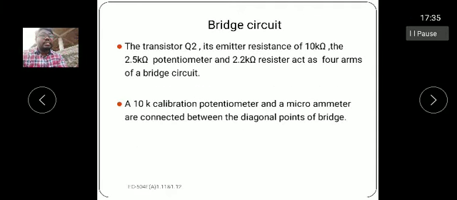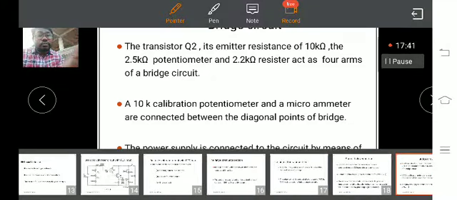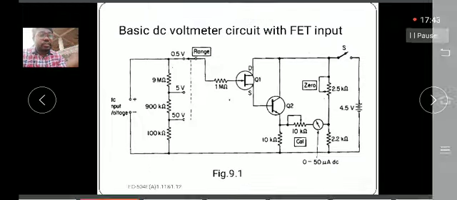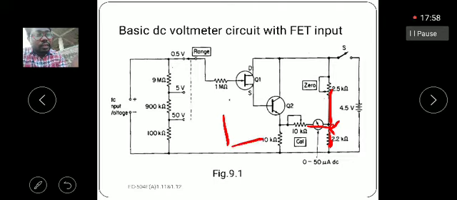Next one is the bridge circuit. The third section is the bridge circuit. I am showing it with the help of the circuitry. This is the bridge. Here we have one dot, here another dot, here one terminal, and this is another terminal. It looks like a bridge circuit.